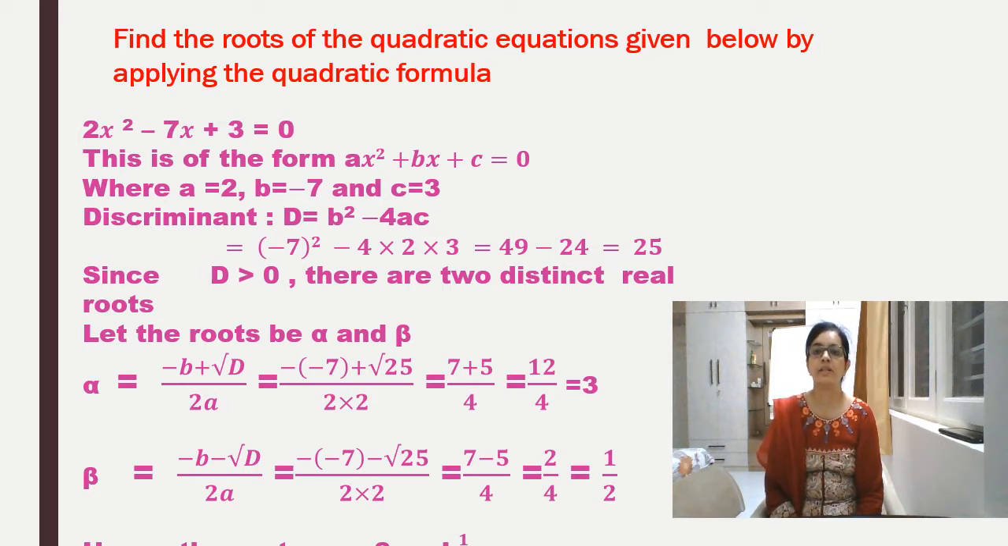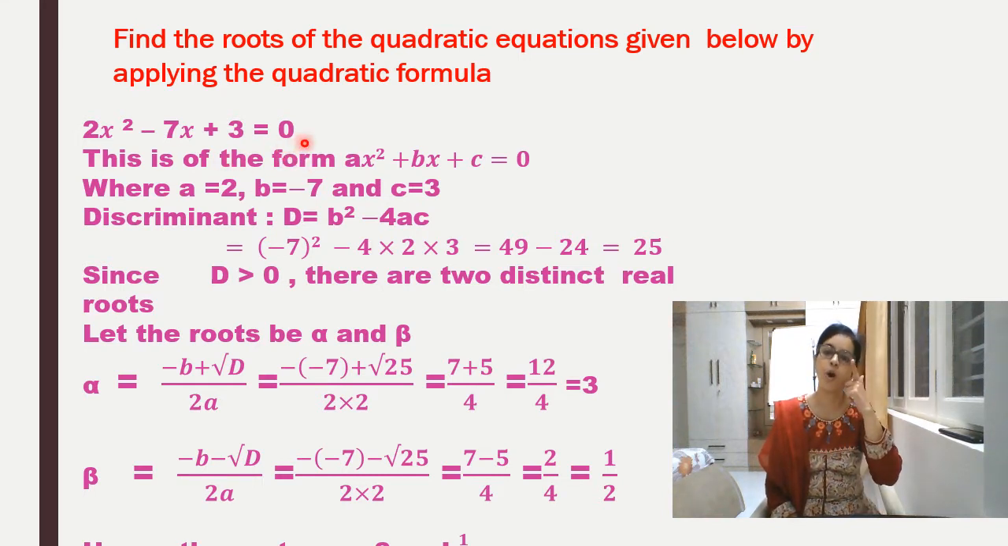So students, let us apply the quadratic formula in the given sum. The sum is 2x squared minus 7x plus 3 is equal to 0. This is the quadratic equation, and to this quadratic equation we are going to apply the quadratic formula.